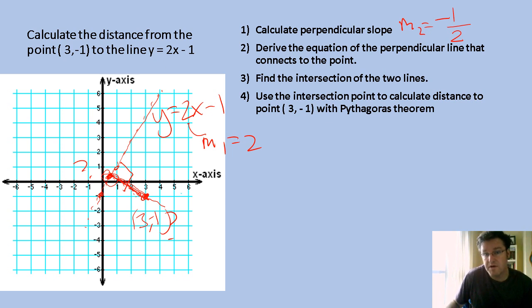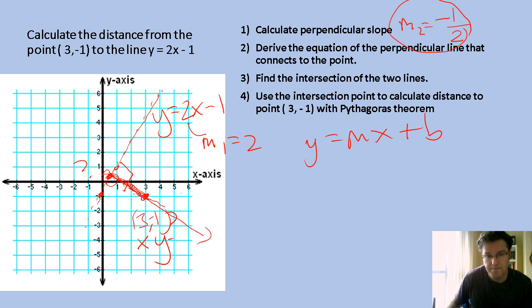Now let's find the equation of the perpendicular line that connects to that point. Remember, to find the equation of a line, you just need a point and a slope. So I'm going to plug in this point and this slope and derive the equation of this line. The point I will use is (3, -1), so y is -1. For m, we're going to use the perpendicular slope, minus a half. We're using that point, so x is 3.